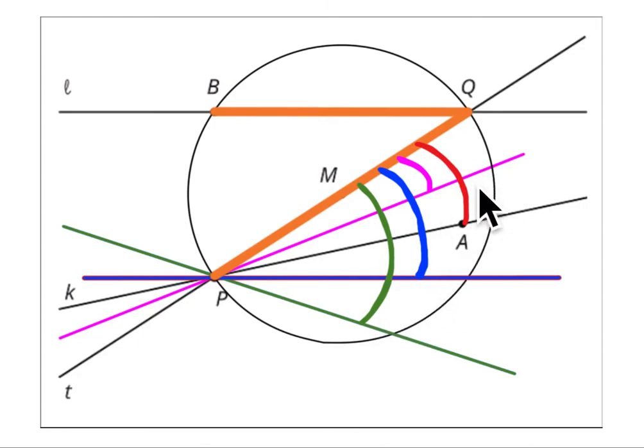So now how do each of these angles compare to BQP? And when are they congruent to BQP? What has to happen?